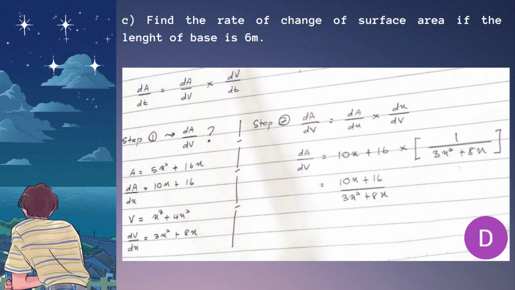In order to get dA over dV, we go to step 2, which is dA over dx times dx over dV. The dA over dx we got from the differentiation earlier, which is 10x plus 16. For dx over dV, we inverse the dV over dx equation, so the dA over dx will be multiplied by 1 over 3x squared plus 8x, which is the inverse of dV over dx. For the result, we get dA over dV equal to 10x plus 16 over 3x squared plus 8x.